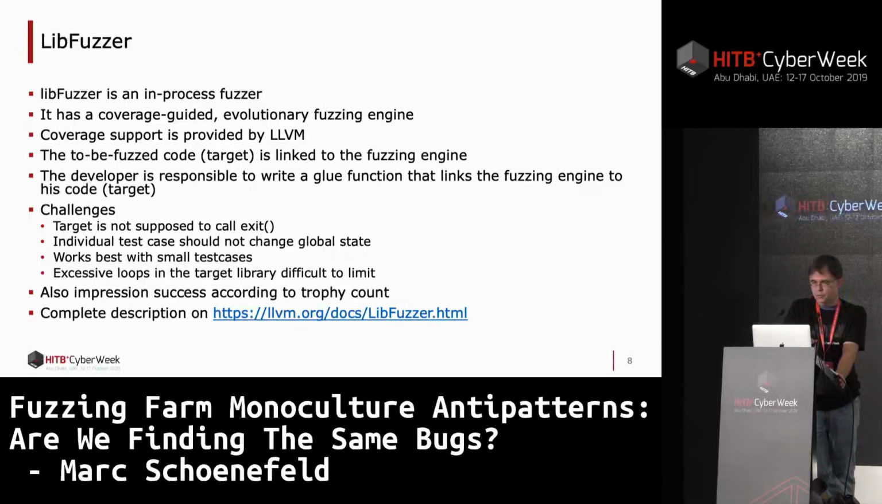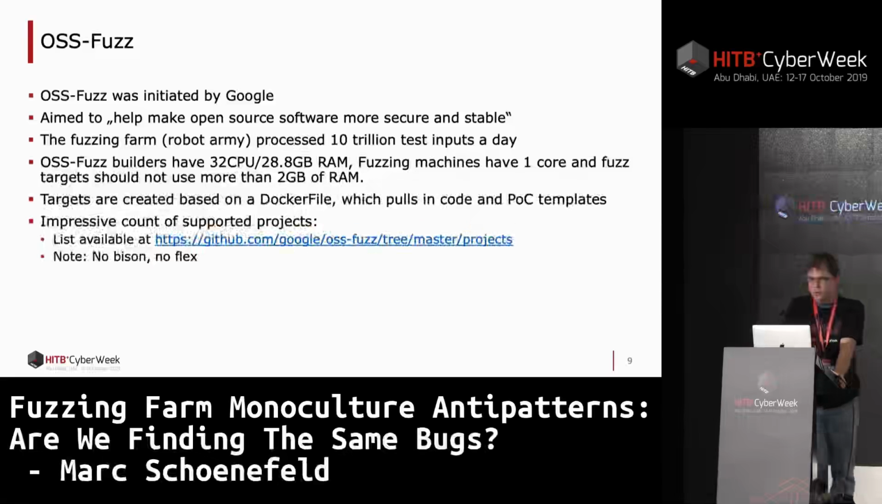If you have excessive loops in your target library, that may also be a problem, because you may hit timeouts earlier, which may be incorrectly attributed as bugs. As with AFL, there's an impressive trophy count, as it has been exercised on many open source projects. You can find a complete description on the LLVM libfuzzer website. In the upcoming flow, we will talk about AFL, because that is better comparable to the approach that I have taken.